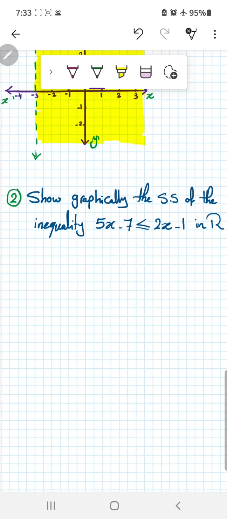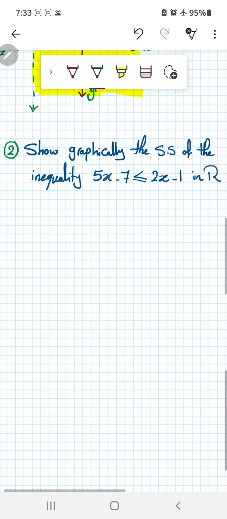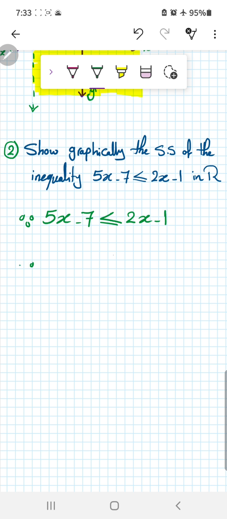Number 2. Show graphically the solution set of the inequality 5x minus 7 less than or equal to x minus 1 in R. Here we have x on the two sides, so collect x on one side. Since 5x minus 7 is less than or equal to x minus 1, remove x to the other side by subtracting x.